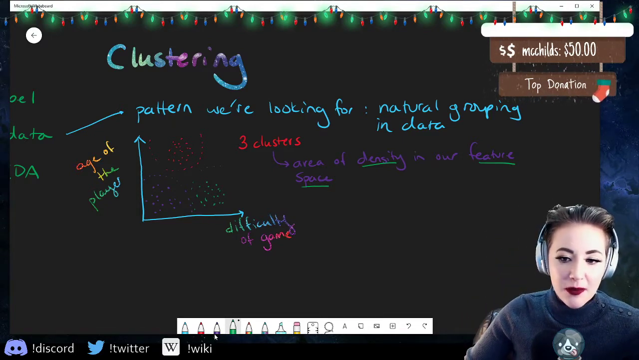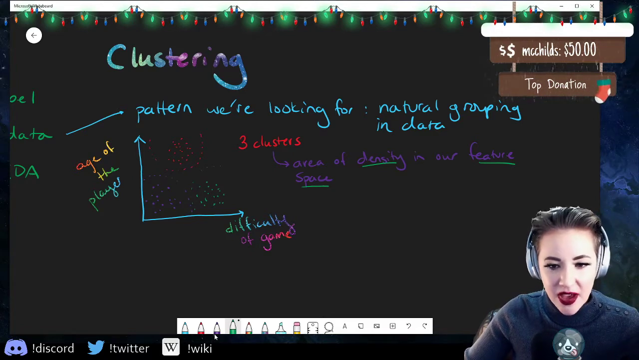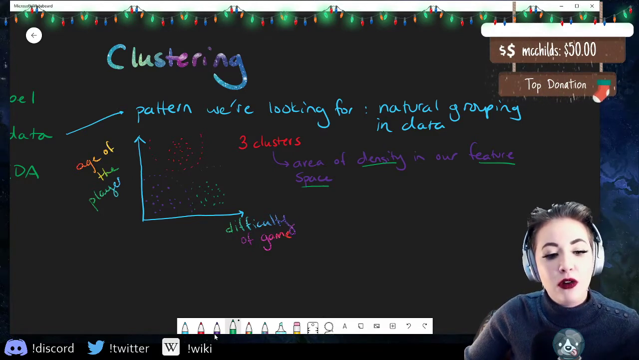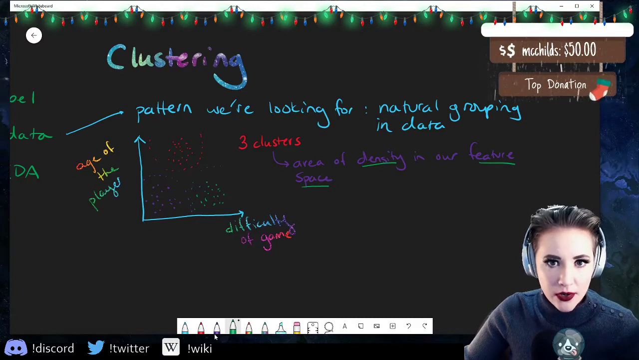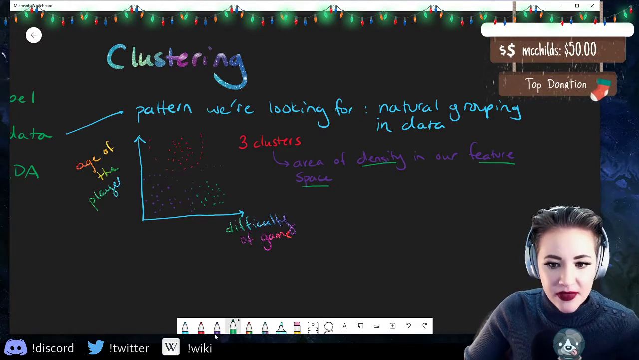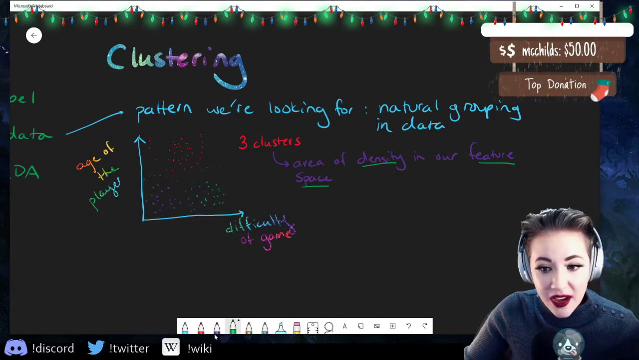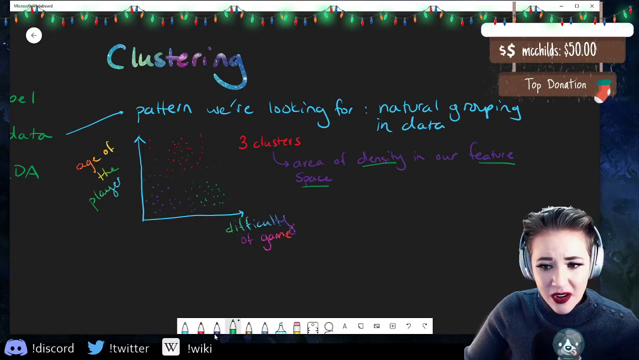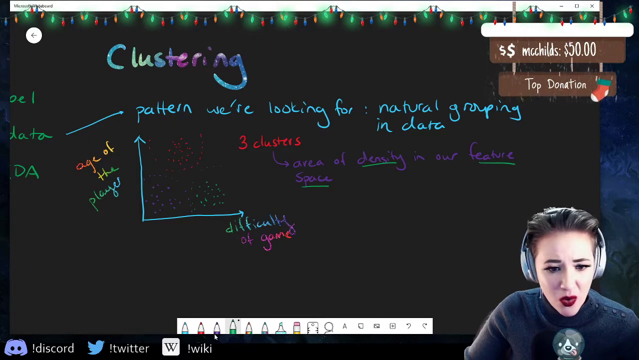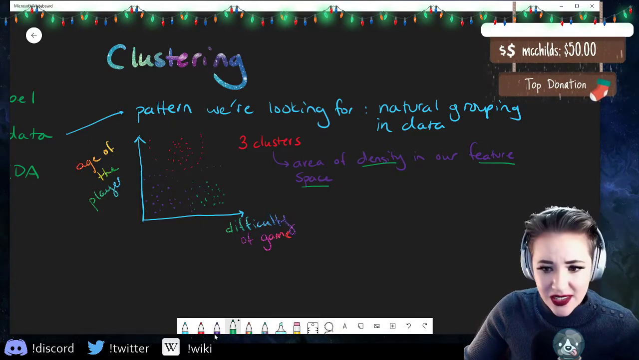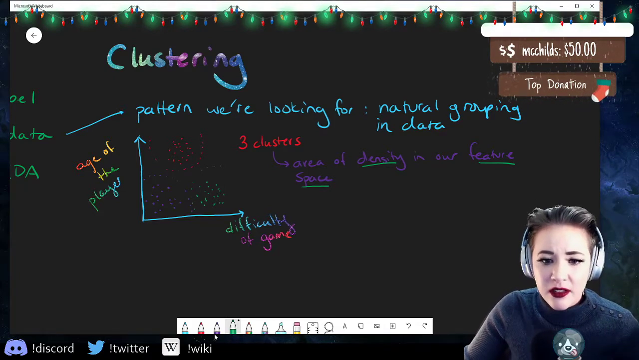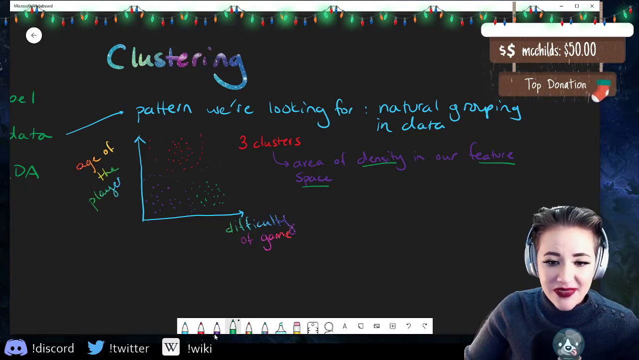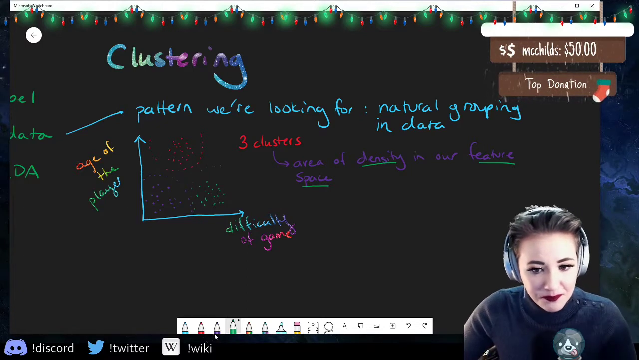So that's all we're talking about. And there are different ways to define this mathematically, but you can think about how close the data points are from one another. That's all density means. So an area of density just means a place where it's all clumped up together in the graph that we would make by plotting all of our features. That's us translating this into some practical English.